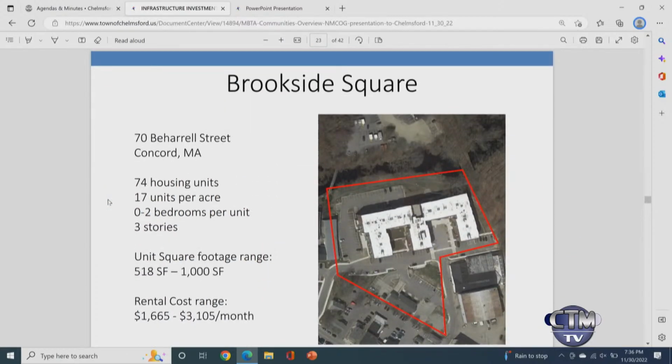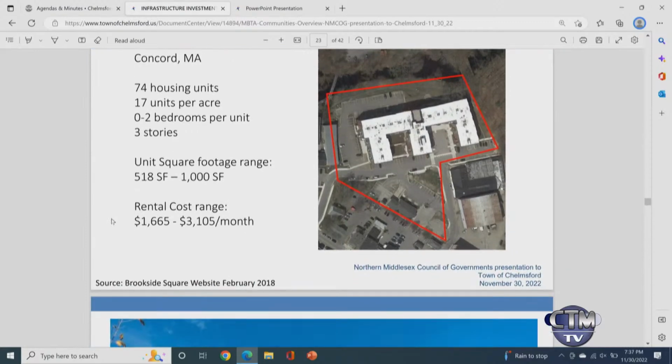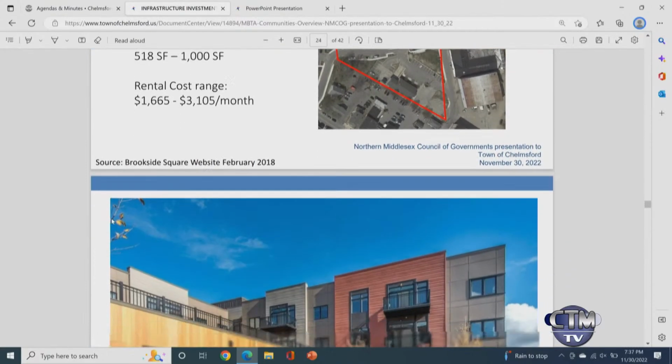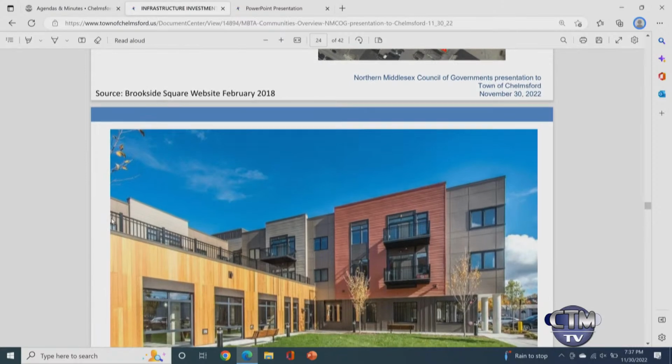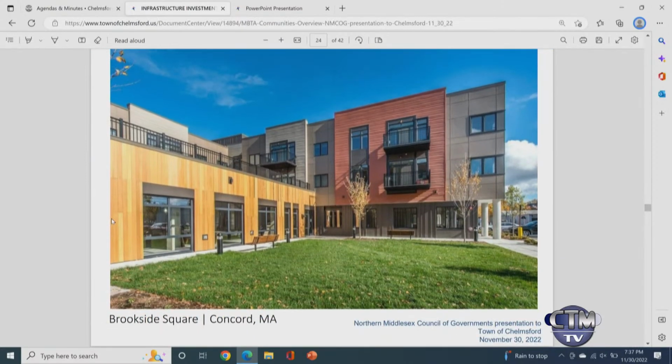The next example is in Concord. It's called Brookside Square. It is 74 housing units at 17 units per acre. It is studios to 2 bedrooms, 3 stories tall. And it is 518 square feet, again, a studio, to 1,000 square feet. And these are rentals, and they range from $1,600-ish to $3,100. And it looks like this.